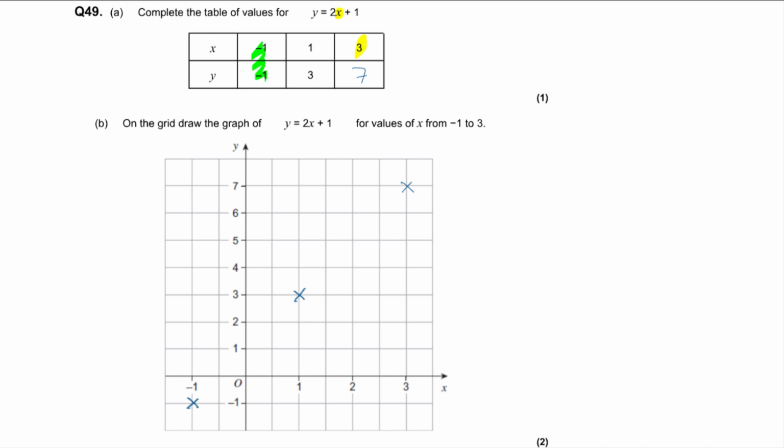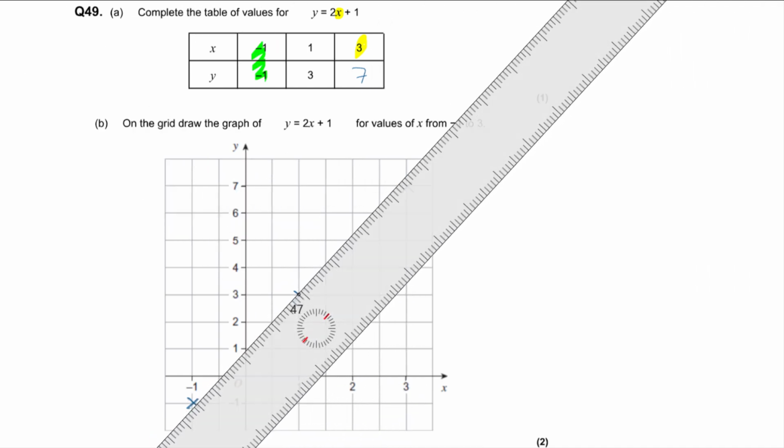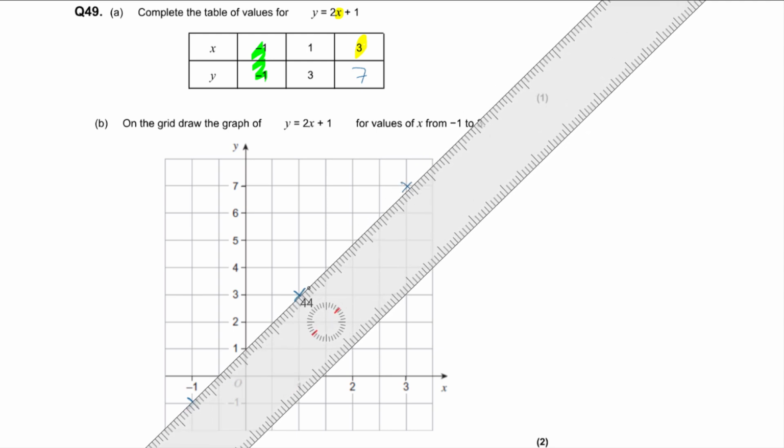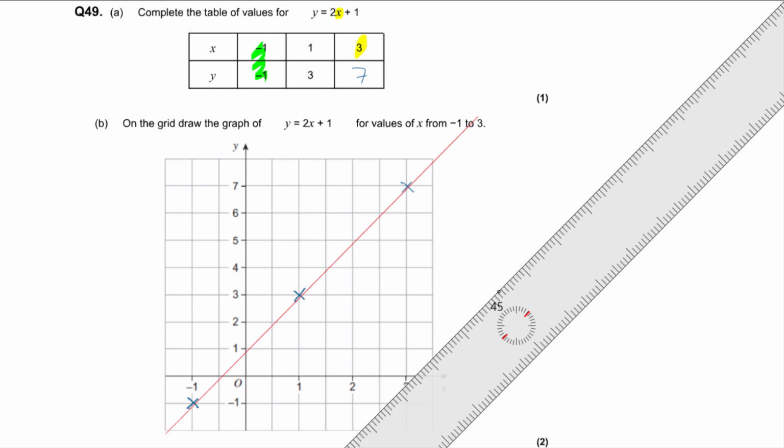Okay, once you've got them all lined up, then you grab your ruler and then draw a straight line through all of them. Now don't start and end with your first point. Kind of stretch out the full width of your paper like that. Okay, full width of the axes.